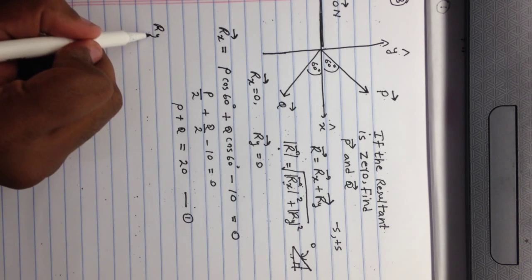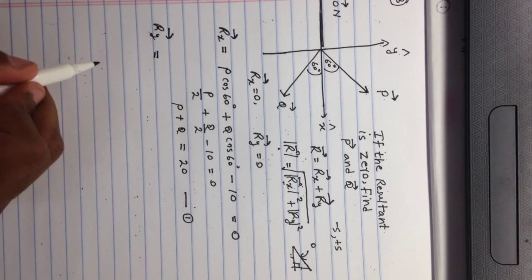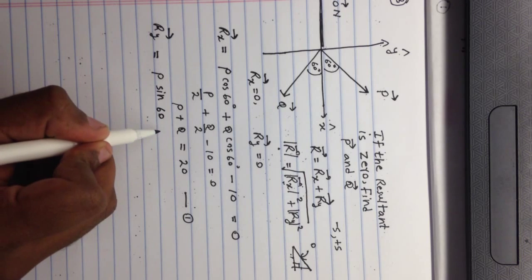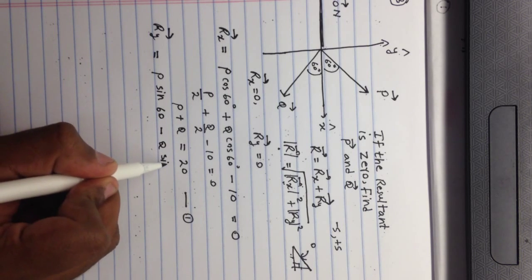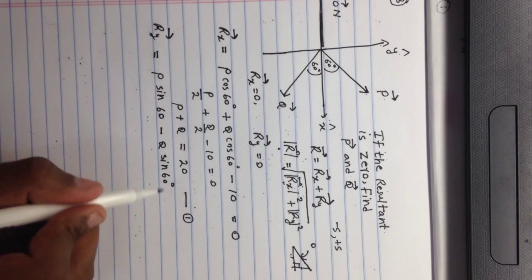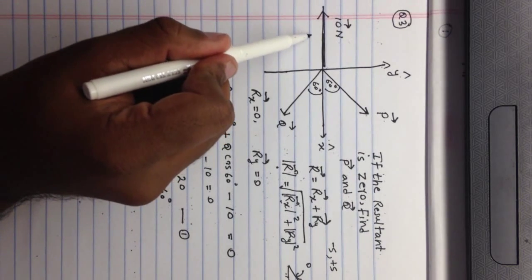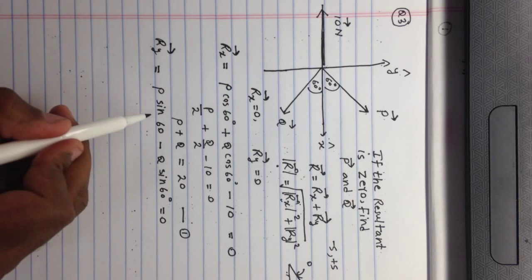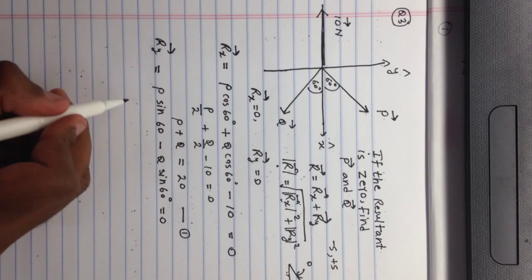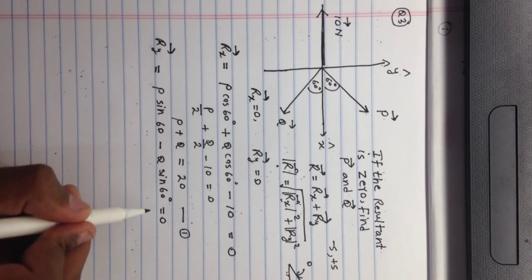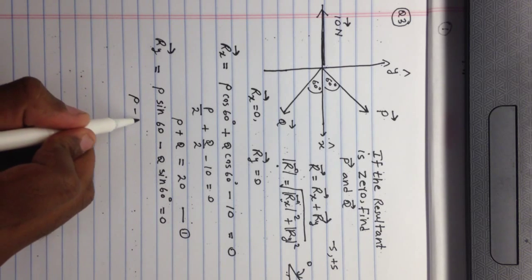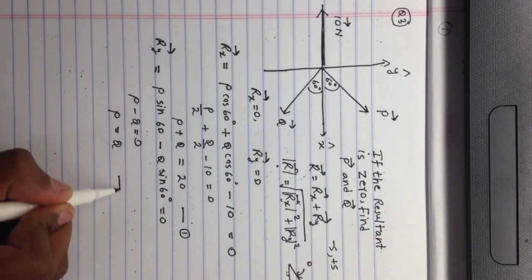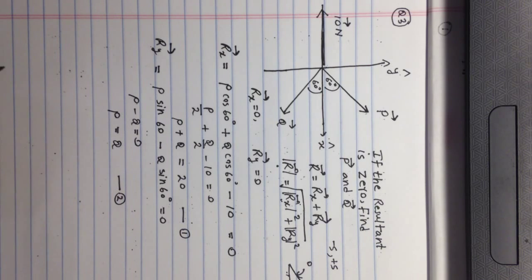And what is my Ry? My Ry is P sine 60 minus Q sine 60. There is no y component for the 10 force, so this is 0. Then I can cancel out sine 60, because I can divide everything by sine 60. Then I get P minus Q equals 0, so P equals Q. This is my second equation. Wow, I get P equals Q.